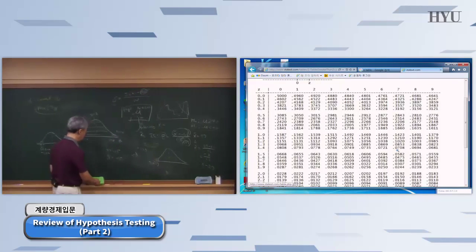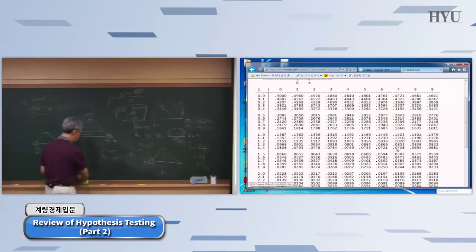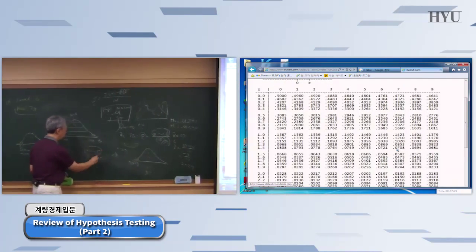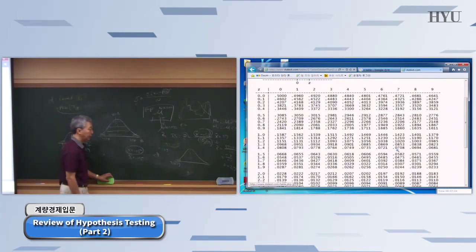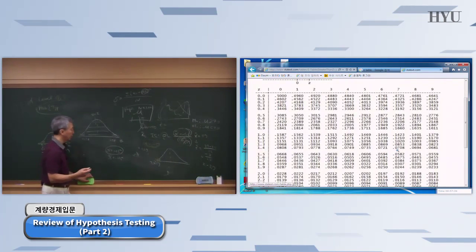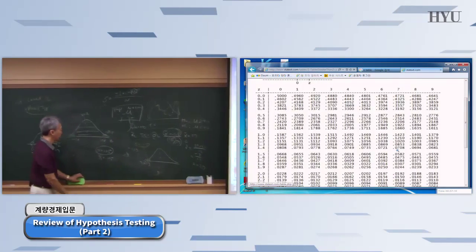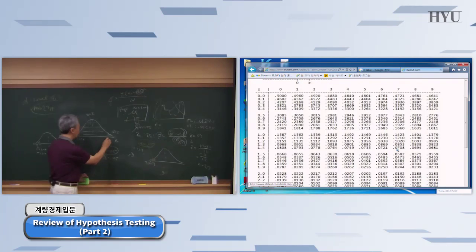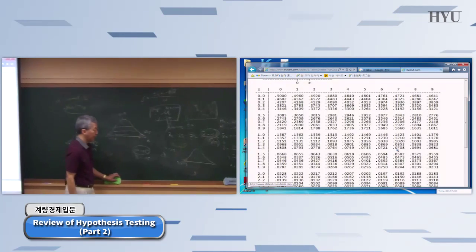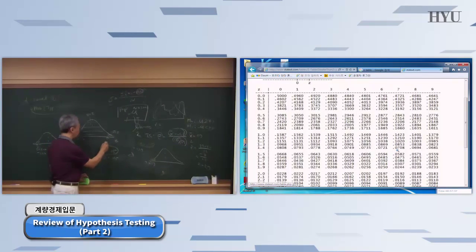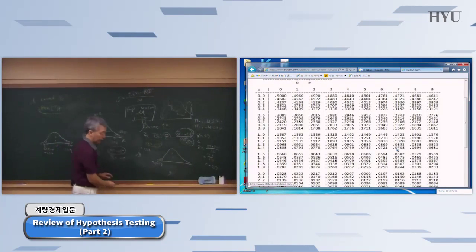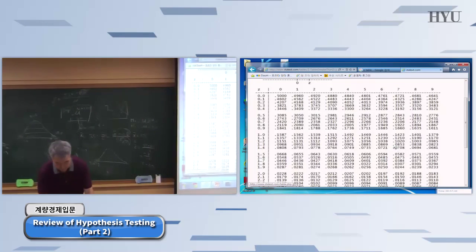When we decided to use 5% as the alpha level, on each side, if you're running a two-tailed test, we need to set up 0.025. So what will this z-score be? We find out it's 1.96 from the z table. That's how you use the z table.